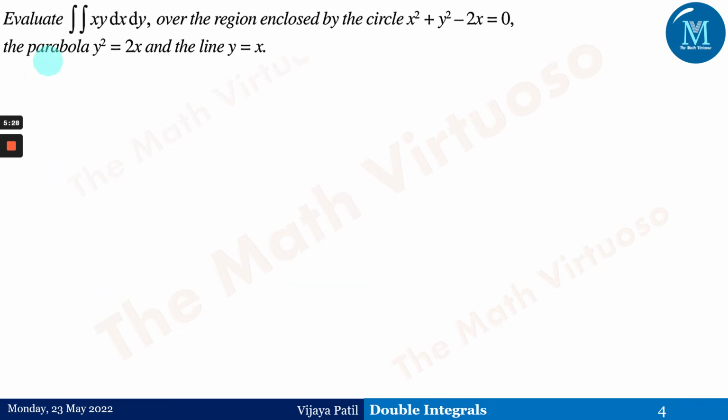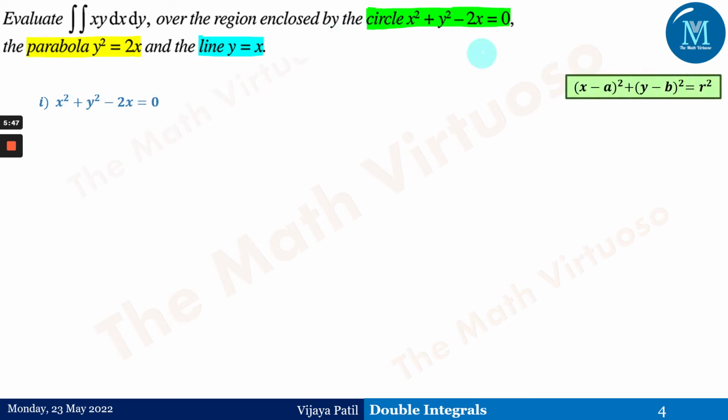Moving ahead with the next question: evaluate the double integral of xy dx dy over the region enclosed by the circle, the parabola and the line. So if you observe here, we have to take care of the circle, the parabola and the line. The first is the circle, x square plus y square minus 2x equals 0.